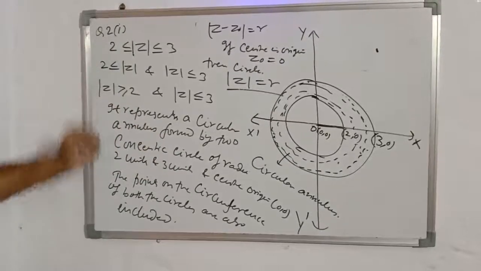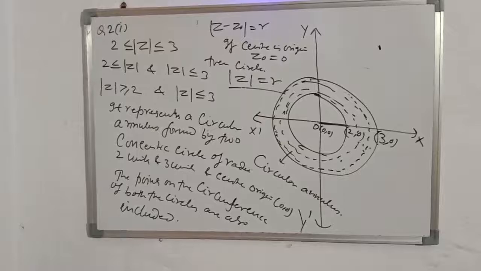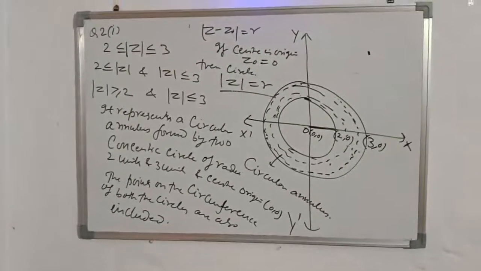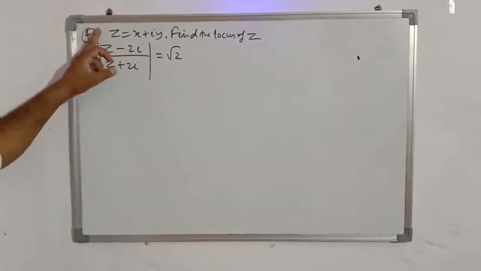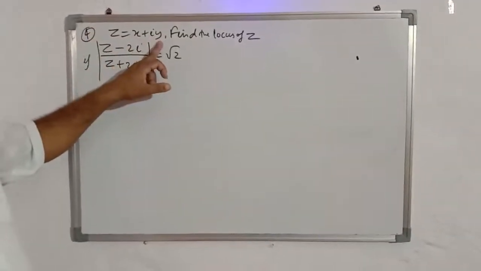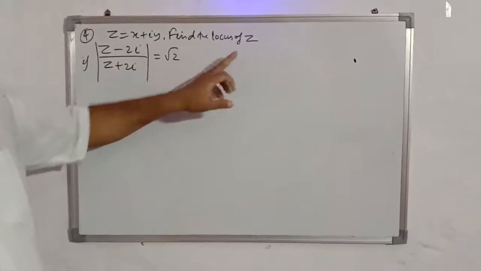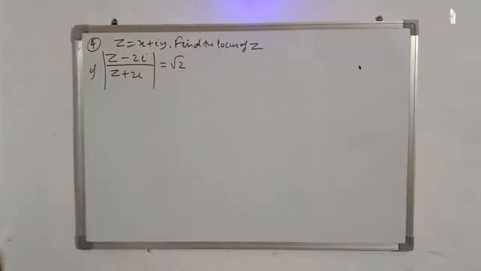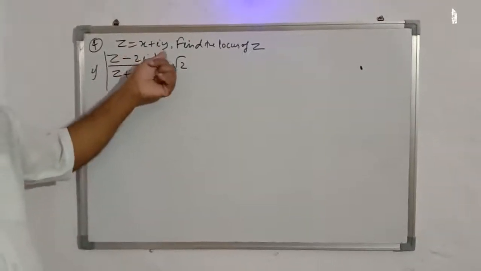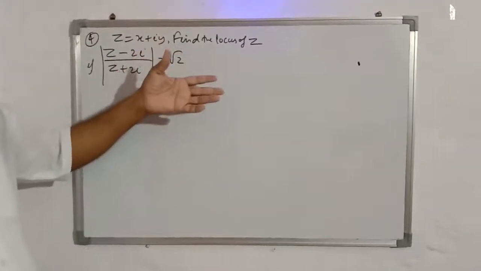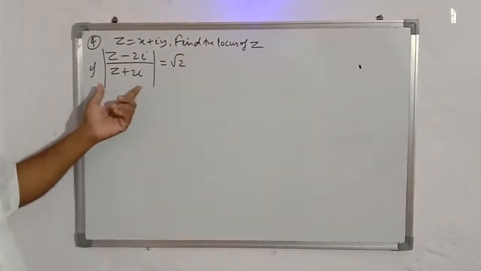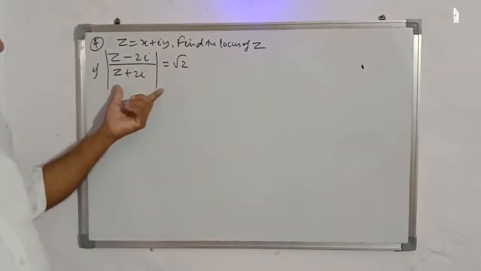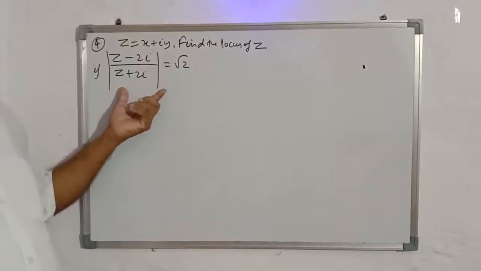So it was question number 2, first part. I hope that it is clear to you. Let us see some more questions. See question number 4. z is equal to x plus iy, then find the locus of z if mod of z minus 2i upon z plus 2i is equal to root 2. So z is x plus iy, it represents a point x comma y in the Argand plane. So what will be the locus of z? Which geometric figure is represented by this complex equation?